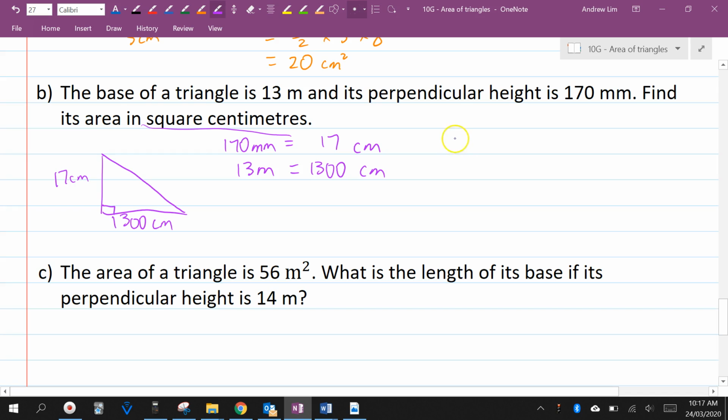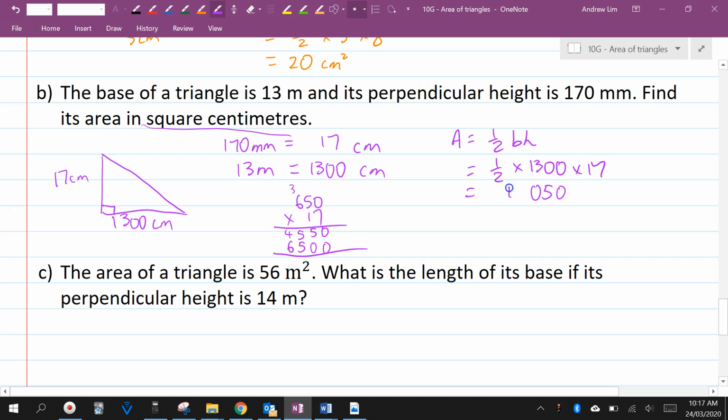So the area of a triangle is half times base times perpendicular height, which is half times 1300 times 17. Now half of 1300 is 650. So 650 times 17: 0, 35, 42, 45. Add my 0, 0, 5, 6, and then I'm going to add them together, which is 0, 5, 10, 11, 11,050 square centimeters.